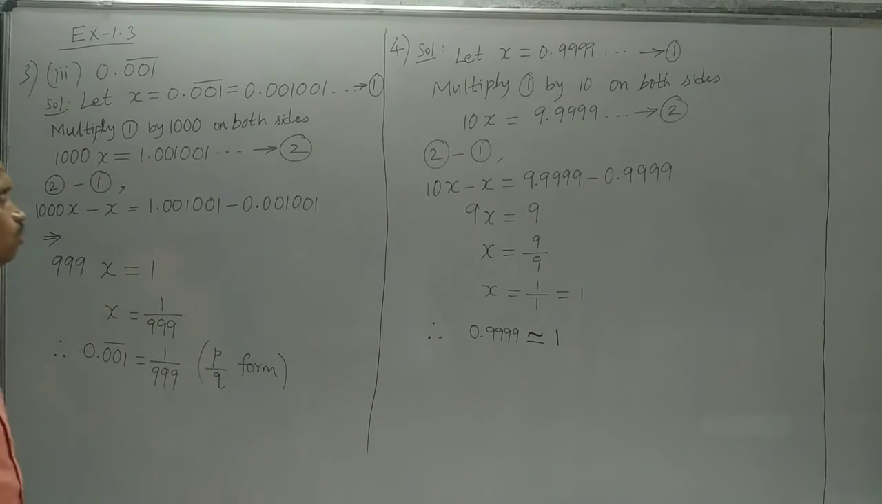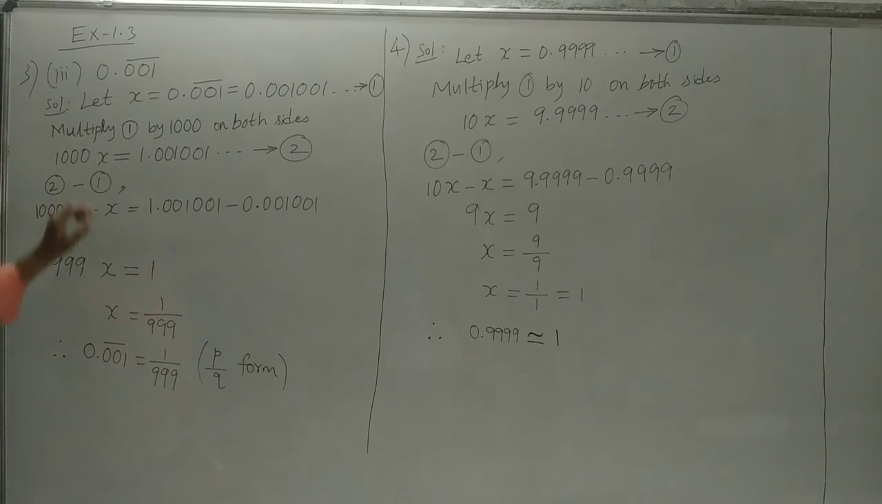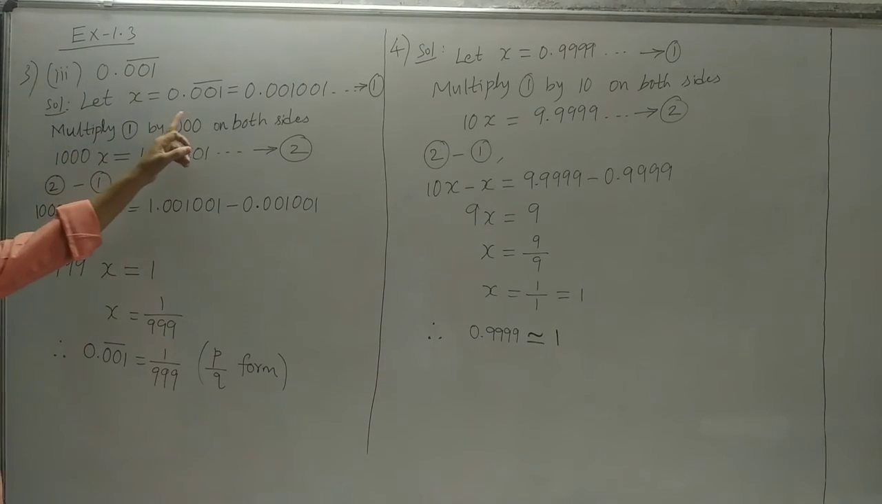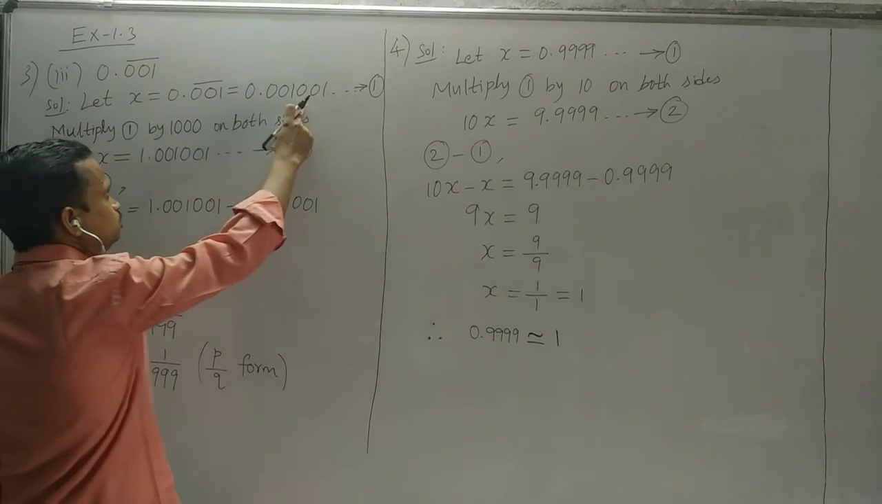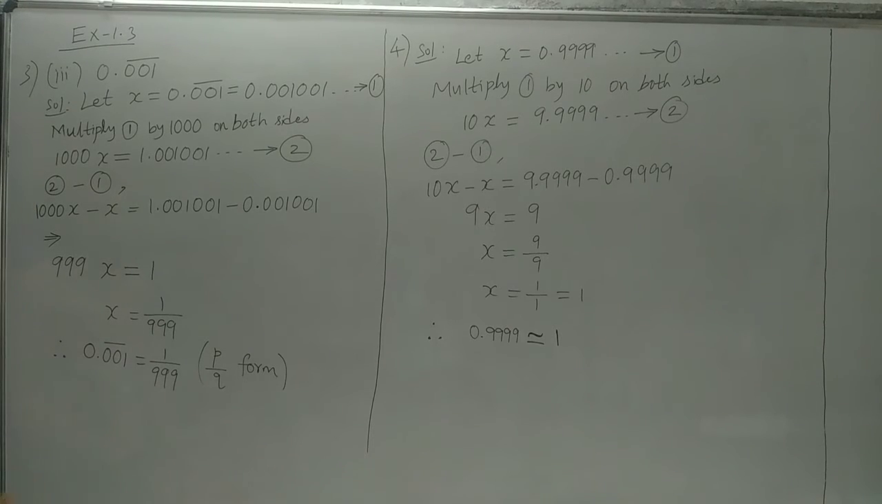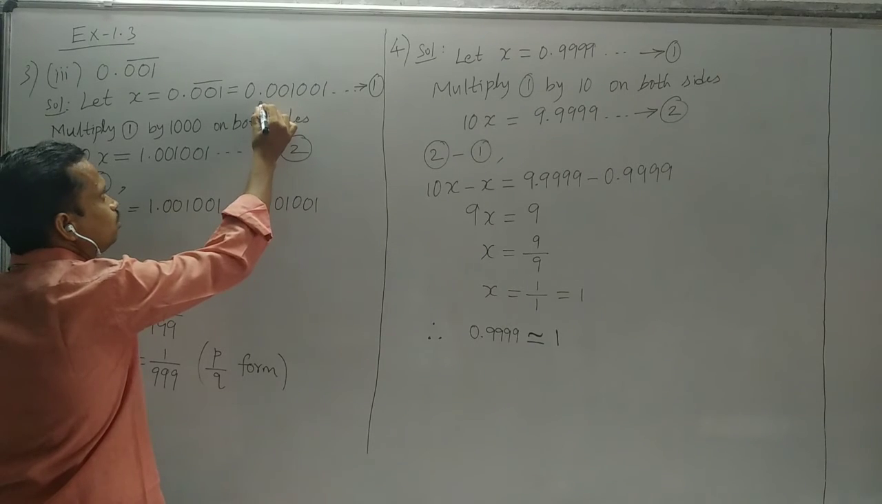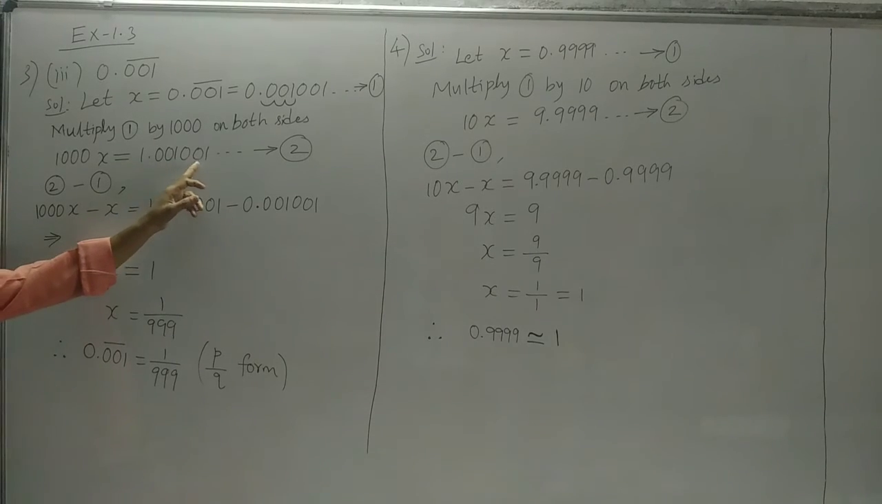And now coming to the third option of question number 3, 0.001 bar. Here 3 digits are repeating because the bar is over 3 digits. So 0.001001, etc. That is equation 1. Multiplying equation 1 by 1000 because 3 digits are repeating, you get 1000x equal to, from here the decimal is moved 1, 2, 3 places, 1.001001, etc. And then you have equation 2.